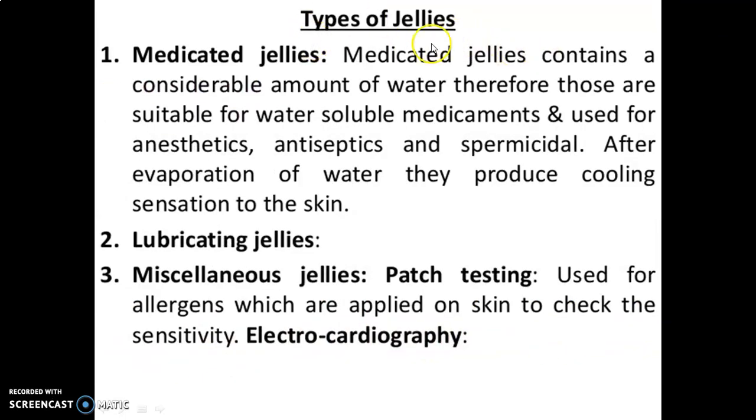The next topic is types of jellies. The first one is medicated jellies. Medicated jellies contain a considerable amount of water, therefore they are suitable for water soluble medicaments and are used for anesthetics, antiseptics and spermicidal purposes. After evaporation of water, they produce a cooling sensation on the skin. Then lubricating jellies and miscellaneous jellies. In these, patch testing is done, using allergens which are applied on the skin to check the sensitivity.